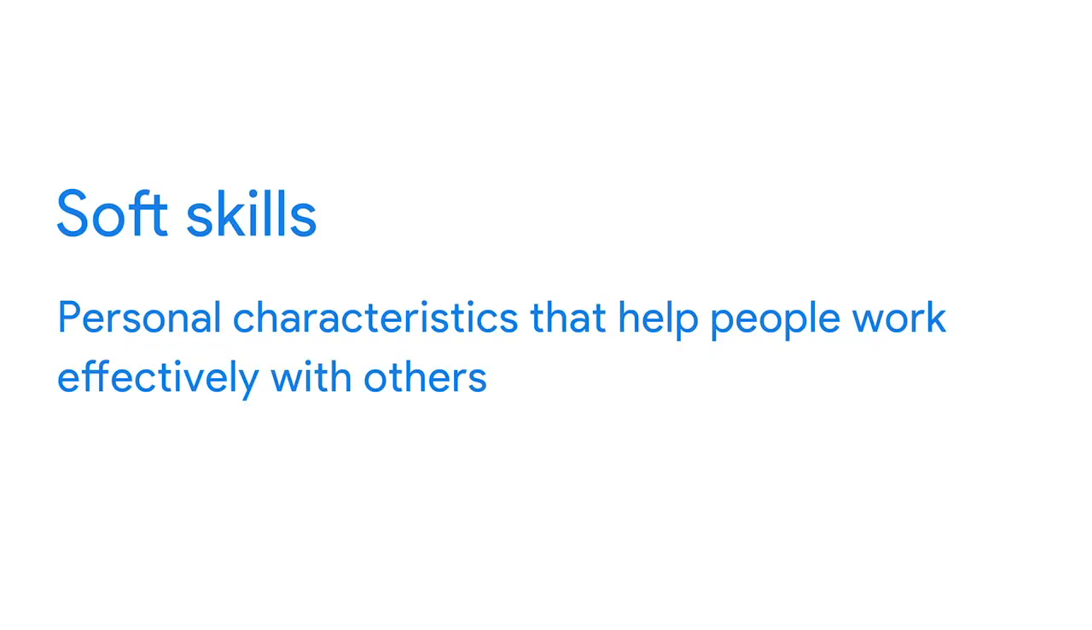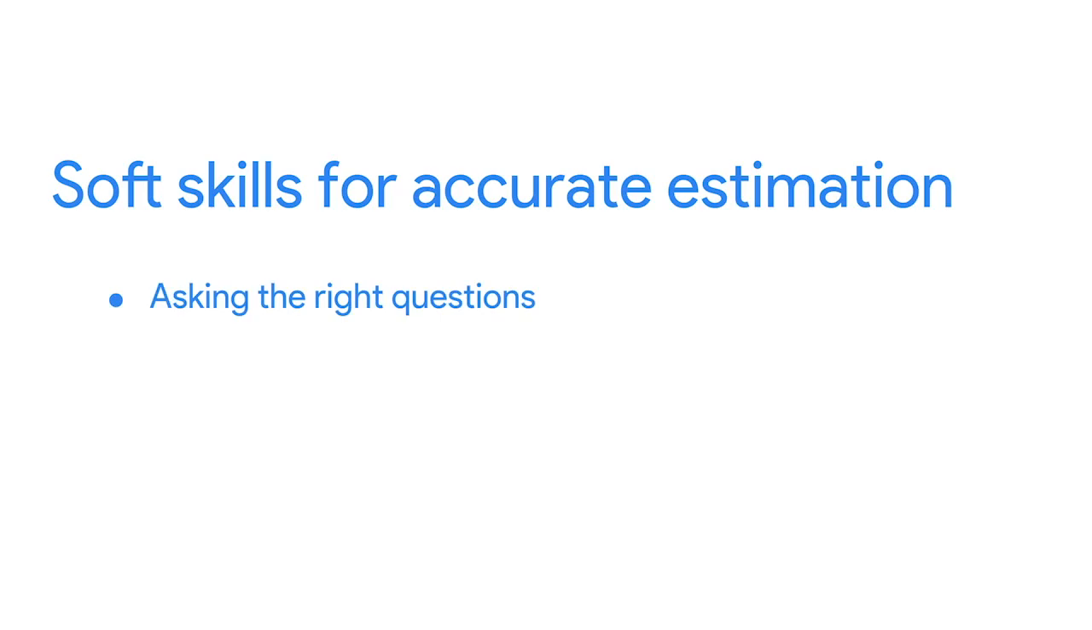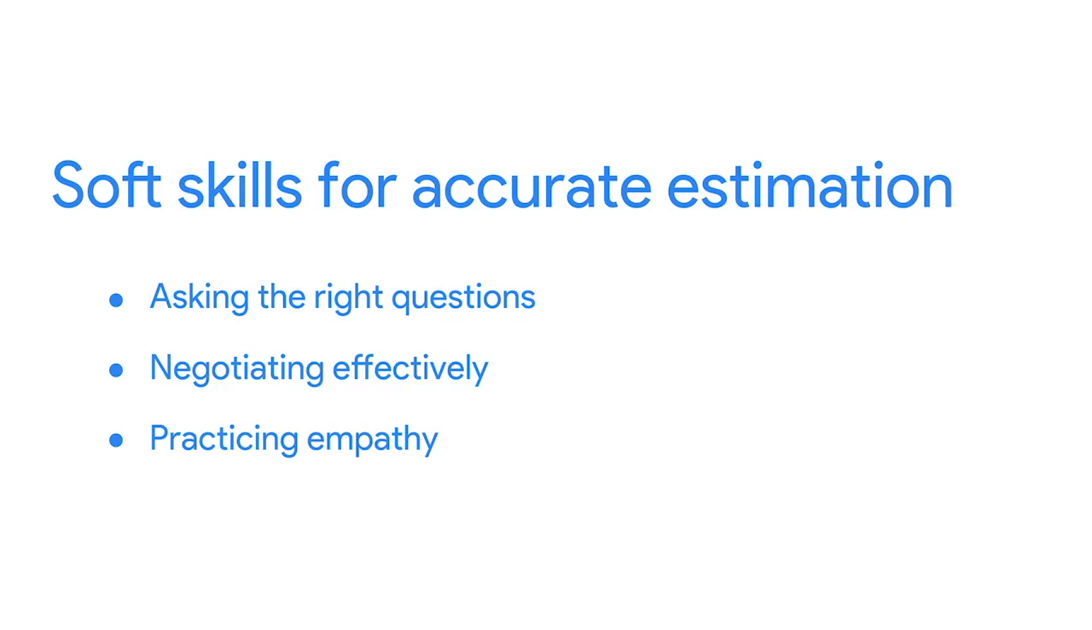Soft skills are personal characteristics that help people work effectively with others. These include crucial communication and interpersonal skills we've discussed over the course of this program. Soft skills can be important when trying to understand what might be blocking someone's ability to do their best work. Let's go over 3 ways to use soft skills and gather accurate estimates from your teammates. These are asking the right questions, negotiating effectively, and practicing empathy.